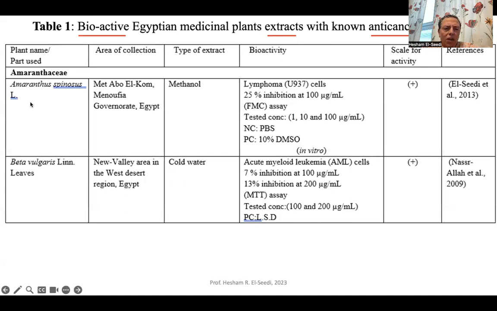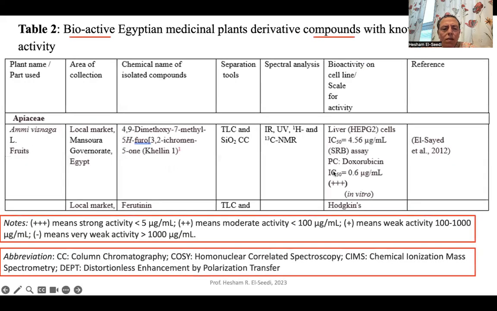It means I will take the plant name in italic, area of collection, what type of extract we use, then what activity. As activity, we wrote IC50. Then what is the scale of the activity? For example, here is 1 positive. Then here is table 2, bioactive, meaning the compound, not the extract.